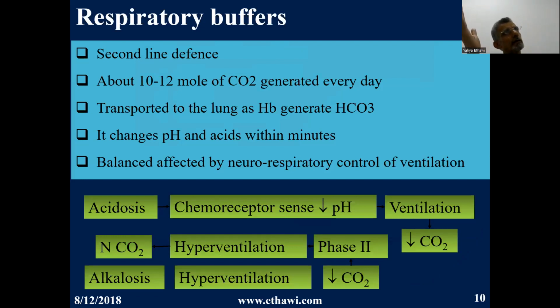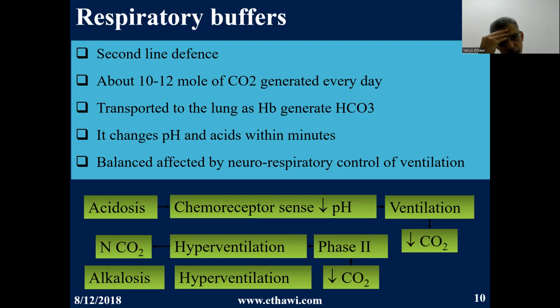So this is the first line defender, the chemical buffer, but we also have the respiratory buffer, which is considered the second line of defense against change in the pH. About 10 to 12 millimole of CO2 can be generated in the body daily. It goes to the lung, attached to the hemoglobin, and at the same time generates bicarb. The respiratory buffer changes the pH and acid within minutes. And usually it's affected by some sort of balance in neuro-respiratory control. So the brain and the breathing control the pH.